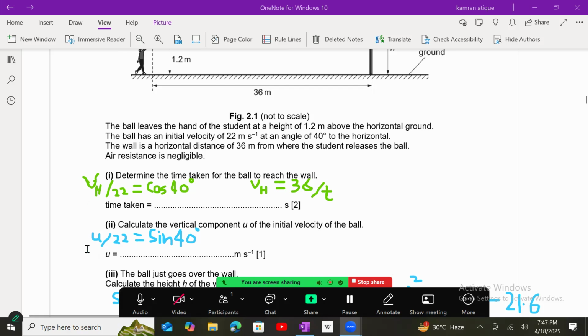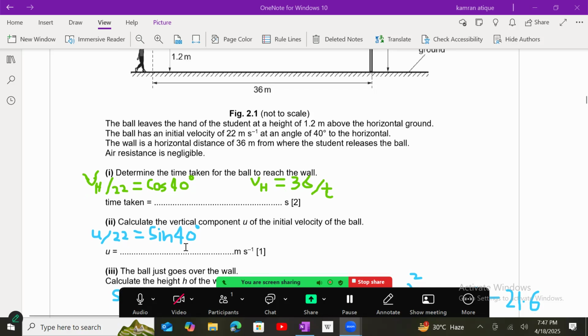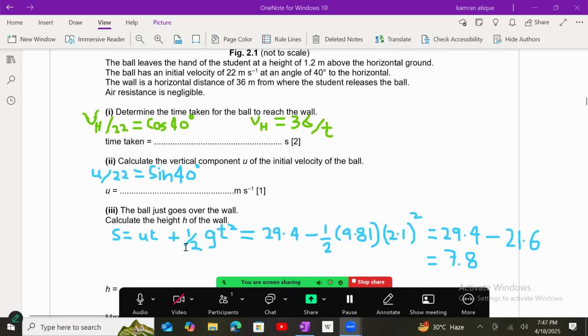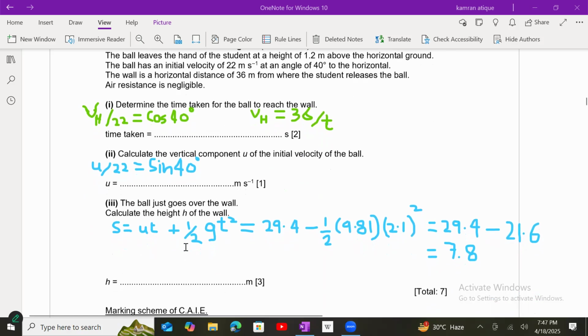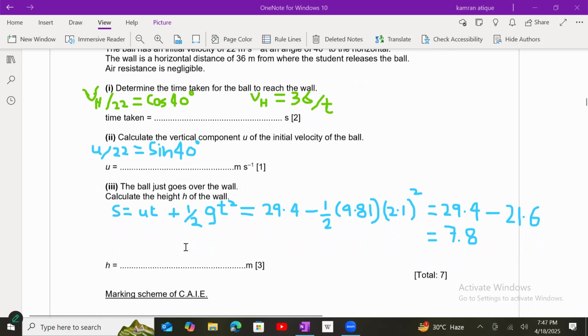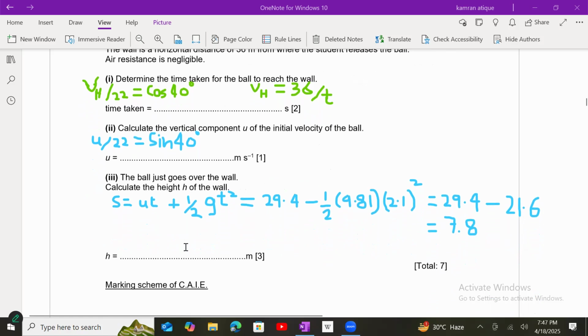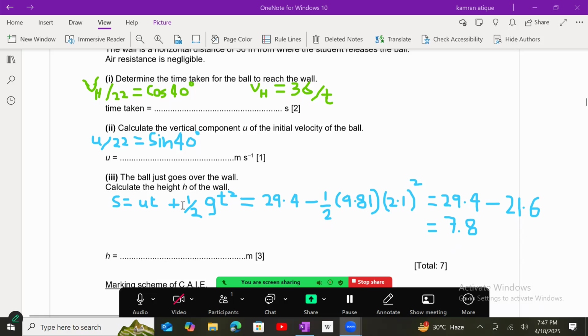Similarly, the vertical component, which is named small u by the examiner, can be calculated: small u divided by 22 equals sine of 40. So by cross multiplying 22 with sine of 40, you can obtain the vertical component u of the initial velocity of the ball. Now, the next and last part of this question is: the ball just goes over the wall. Calculate the height h of the wall.